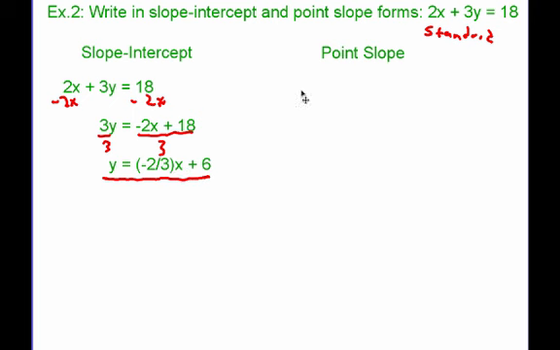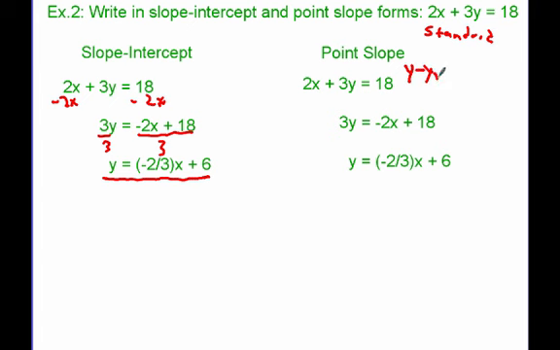Now to put it in point-slope form, I'm going to do the same thing. I'm going to put it into slope-intercept to start. All right. And now, to put it in point-slope, I need the slope, which I have, and a point, which I have. I know that point-slope form looks like y minus y1 equals m times x minus x1. Well, I know my m is negative 2/3, so now I just need to figure out what's my y1 and my x1. Well, I know my y-intercept is 6, so I have the point (0, 6).